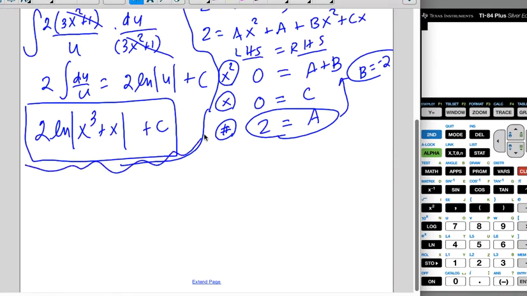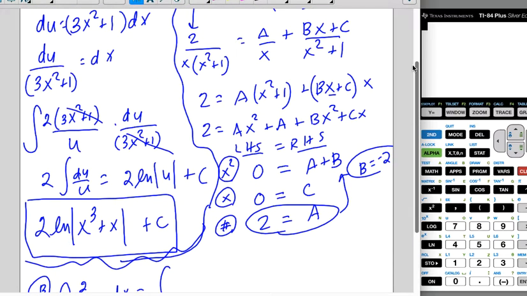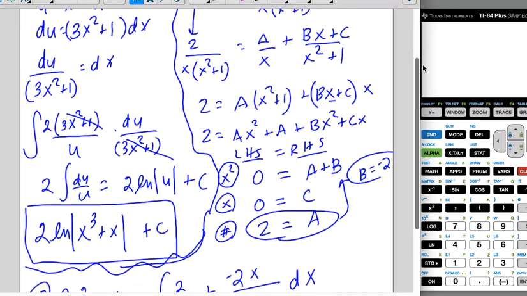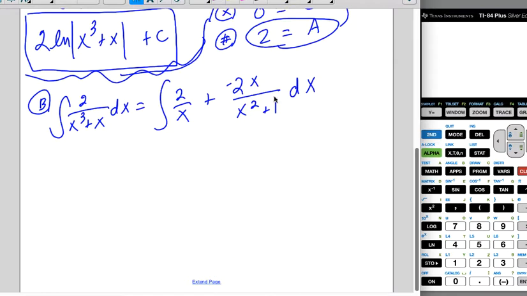So this was the whole first method. This is b that we're doing right here. We're integrating a 2 over this x cubed plus x dx. And we've now established that if we split this up, c is 0 and b is negative 2. So we get 2 over x plus this negative 2x over an x squared plus 1 with respect to x, and then c was 0, so there's no c. Okay, so this one is going to be a simple natural log, and this one's going to be u-sub, but is also basically going to be a simple natural log, right?